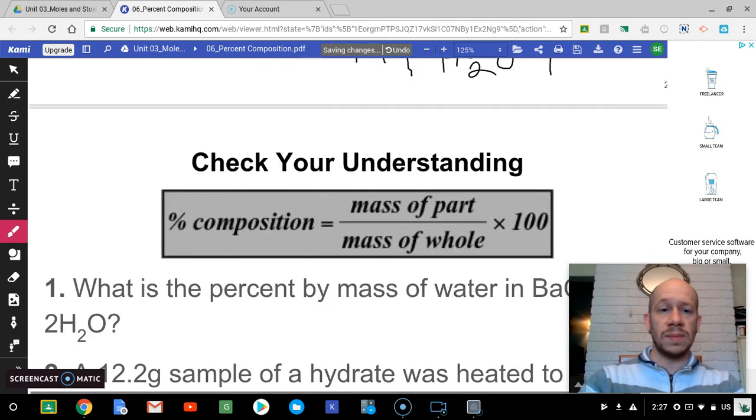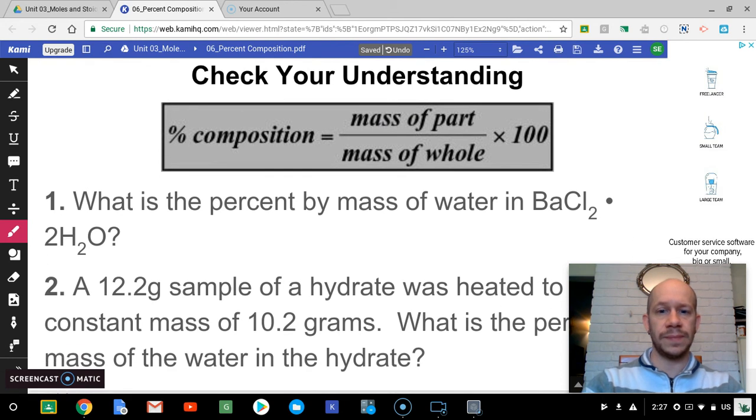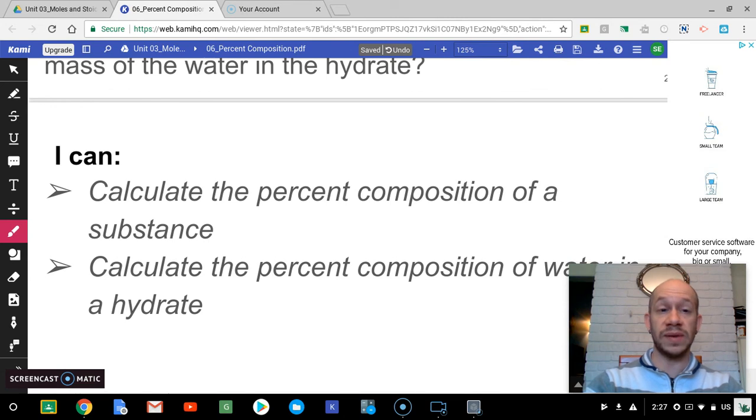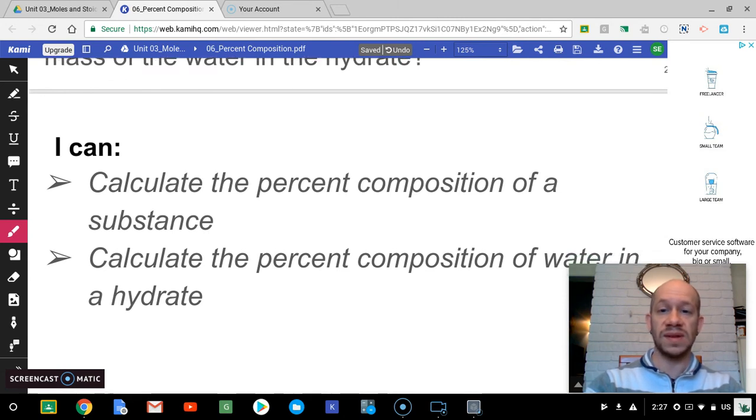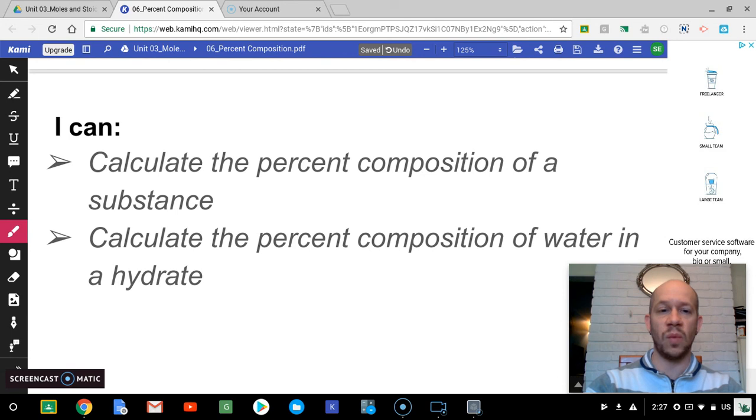So this is to check your understanding. Do these 2 questions. And now you are able to calculate the percent composition of a substance and calculate the percent composition of water in a hydrate.